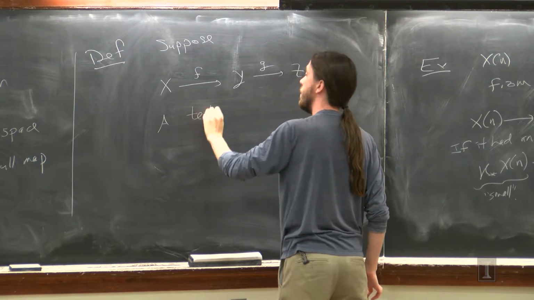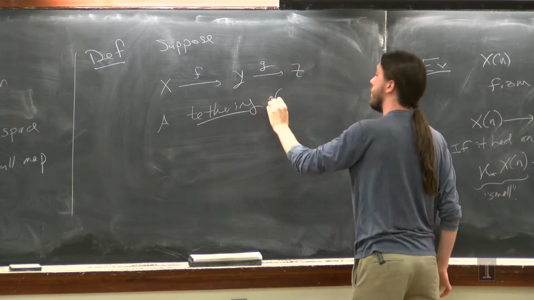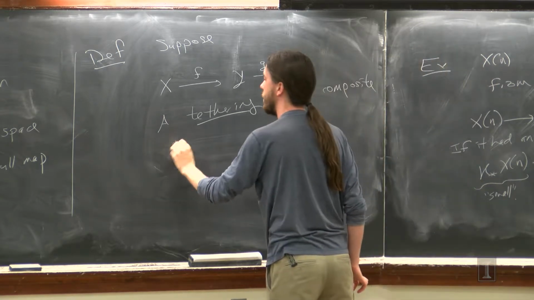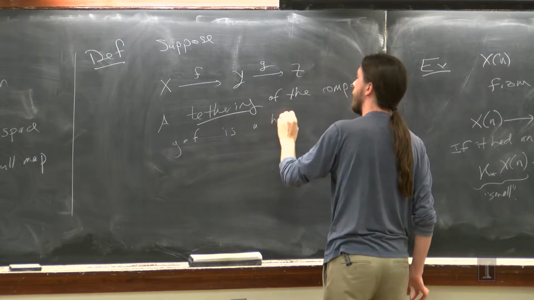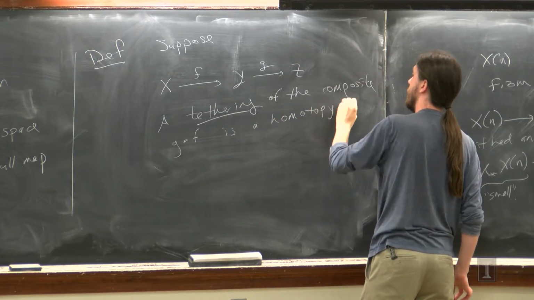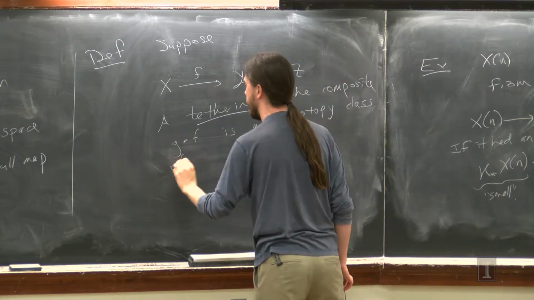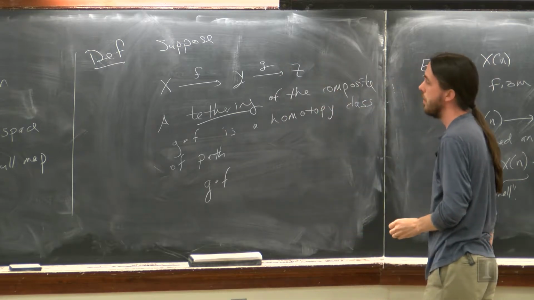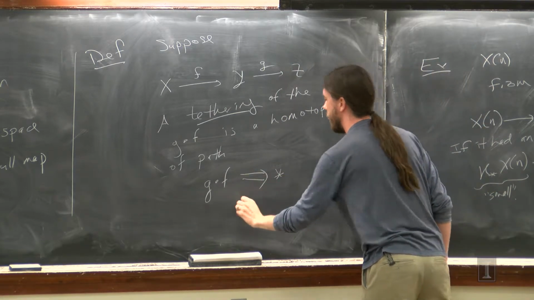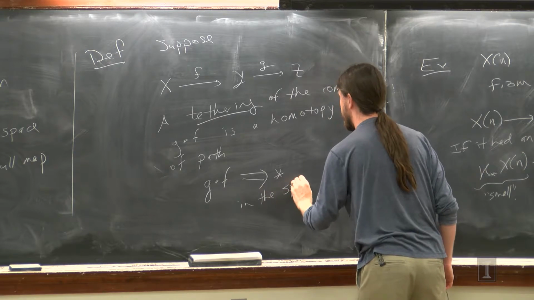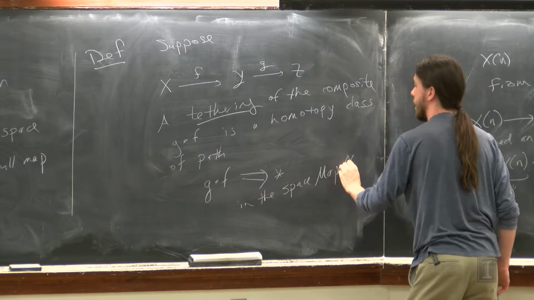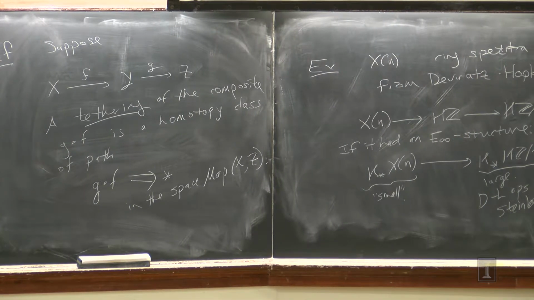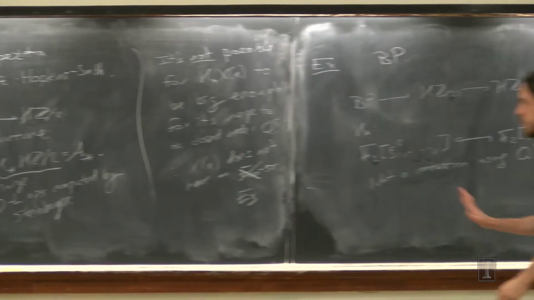Then a tethering of the composite, G composed with F, is a homotopy class of path from this composite to the null map in the space of maps from X to Z, like so. So in particular, in the homotopy category, G composed with F has to be trivial in order for a tethering to exist.